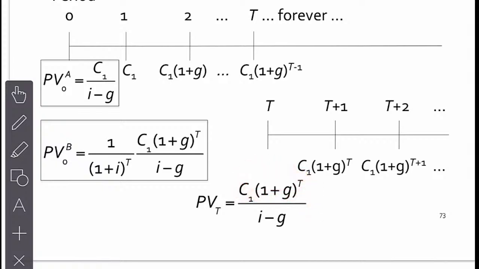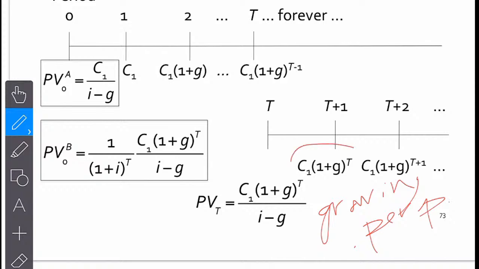And then r minus g, so this is the growing perpetuity, with the first cash flow one period from then, C1 times (1 plus g) to the T. Don't let this bother you too much. You don't have to do this yourself. Well, I don't ask you to derive this formula, but you need to learn this technique. You're going to have to use this technique yourself for other problems.